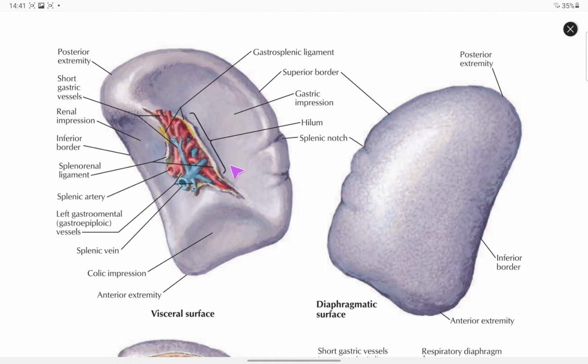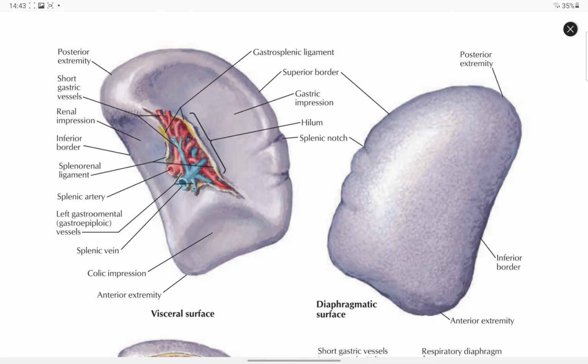It has two surfaces. This is the visceral surface. It is concave and irregular, whereas this is the diaphragmatic surface. It is convex and smooth. So, two angles. One is the anterobasal angle, another is the posterobasal angle.